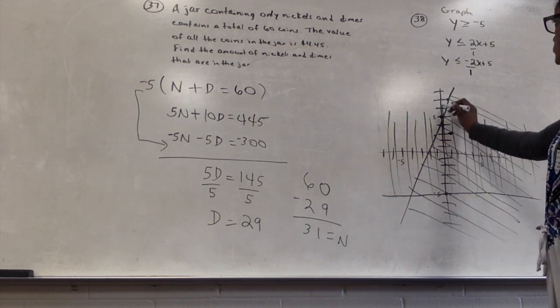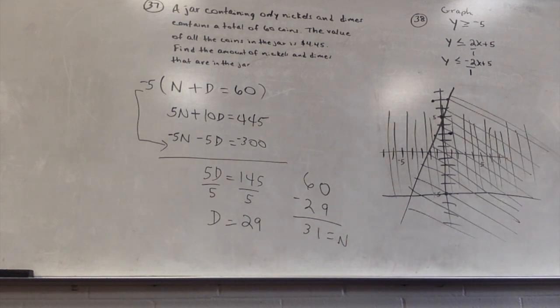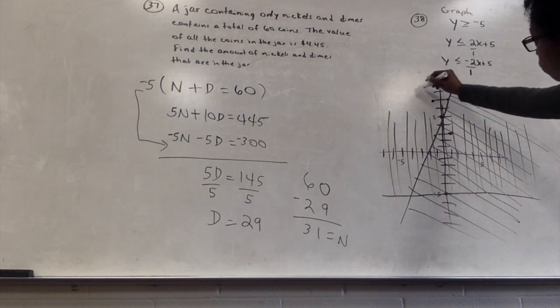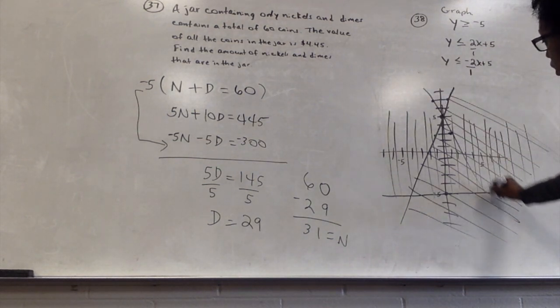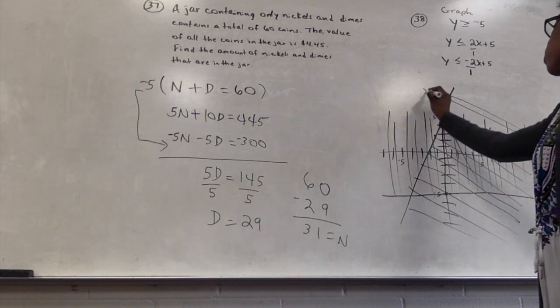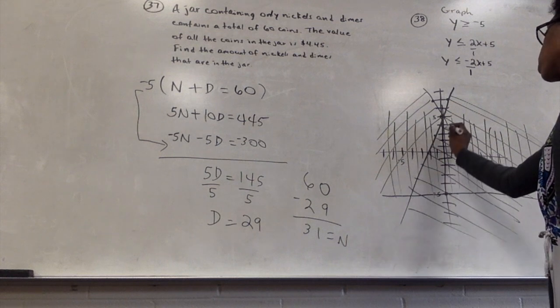I can also go up 2 over 1 to the left, and I'm going to see my line being formed. It should be a solid line because of that equal sign. So I'm going to go ahead and form the line here and kind of go out, draw that line, and it says less than. So this time I am shading below the line again because you're going to be skiing on top of the slope.